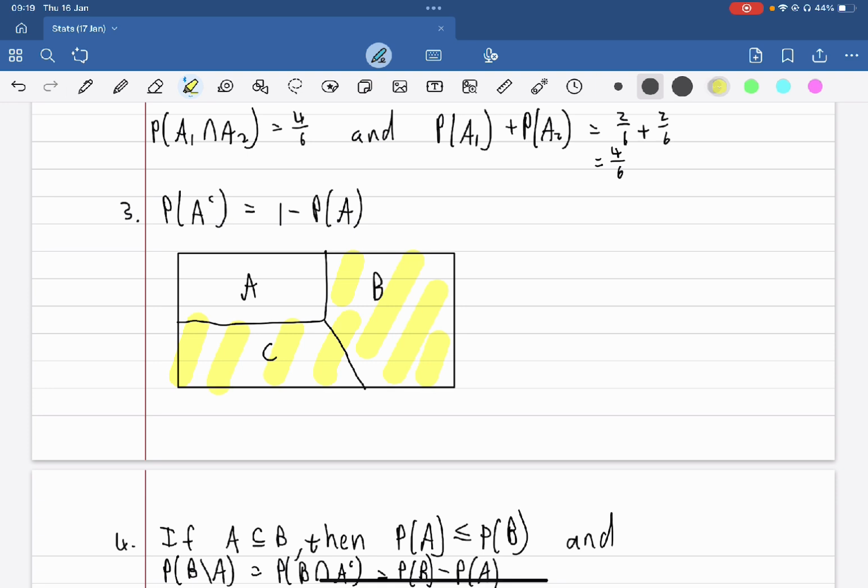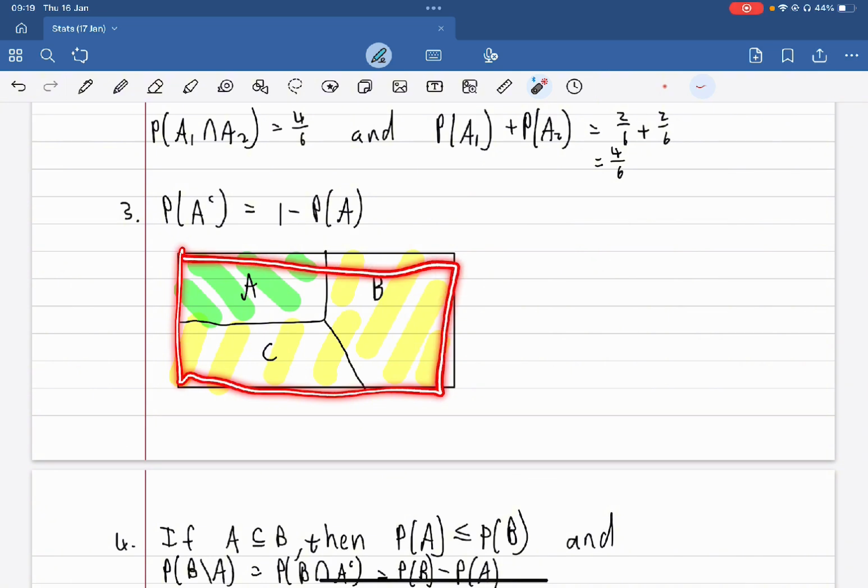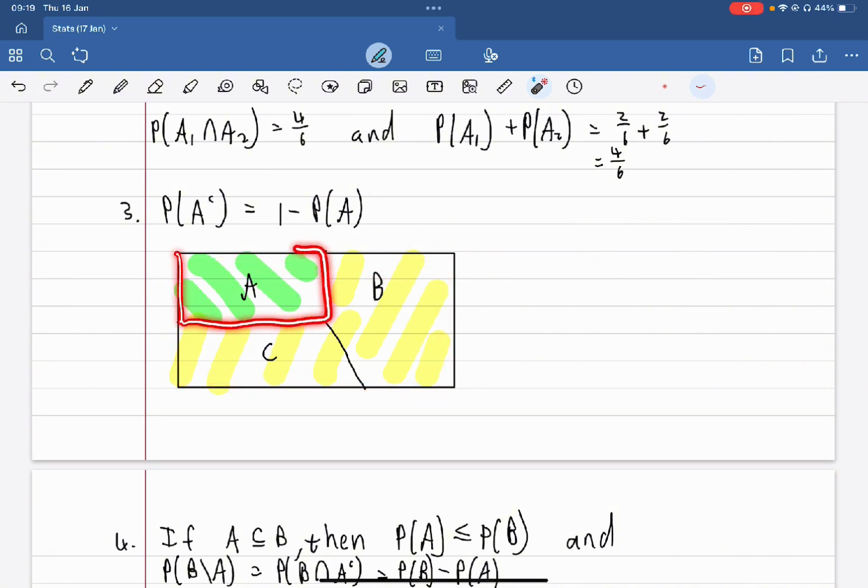And the probability of A, green, is going to be this. So as we know, the whole sample space is 1. So if we take the whole sample space 1 minus this, we can clearly see that it's going to give us this yellow region.